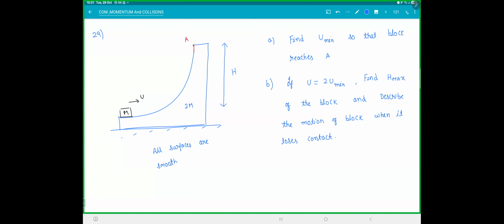Try others. You have to reach point A. So state 1, state 2. We have to use conservations. As this thing is going up, it will push the wedge also. So both will have some speed. Conservation of linear momentum, conservation of energy. Think. Try. I'll give you a minute or more. Just give it a try. Get some water and come.